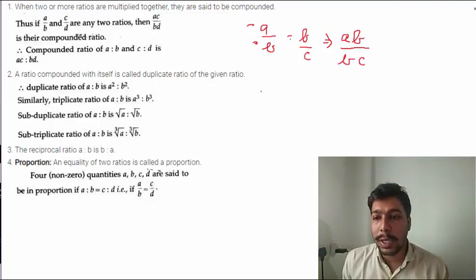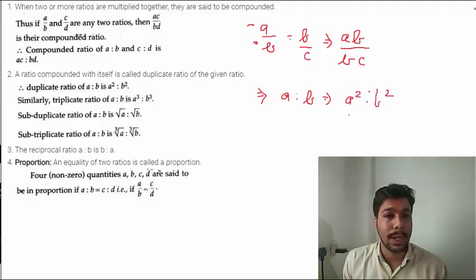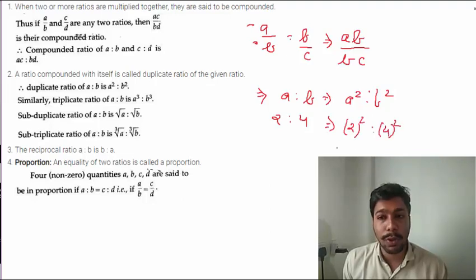Okay, then duplicate ratios. Duplicate ratios are nothing but the square of the same ratio. For example, if you have a ratio A is to B, so the duplicate ratio of A and B is what? A square is to B square. Okay, for example, if you have 2 and 4, then the duplicate ratio of 2 and 4 is what? Square of 2 and square of 4. So square of 2 is 4 and square of 4 is 16.